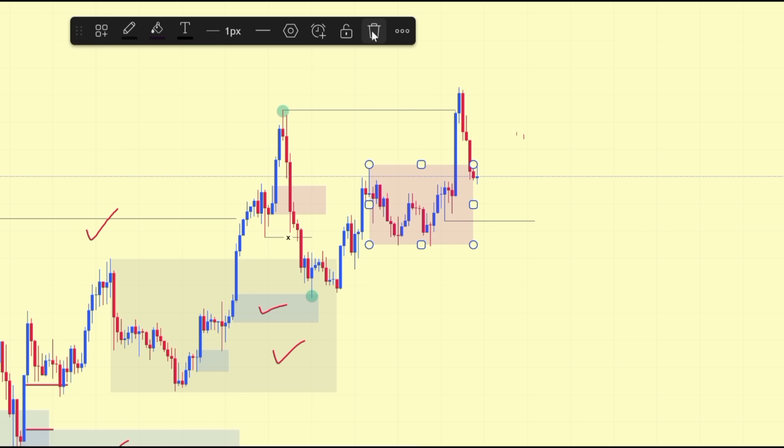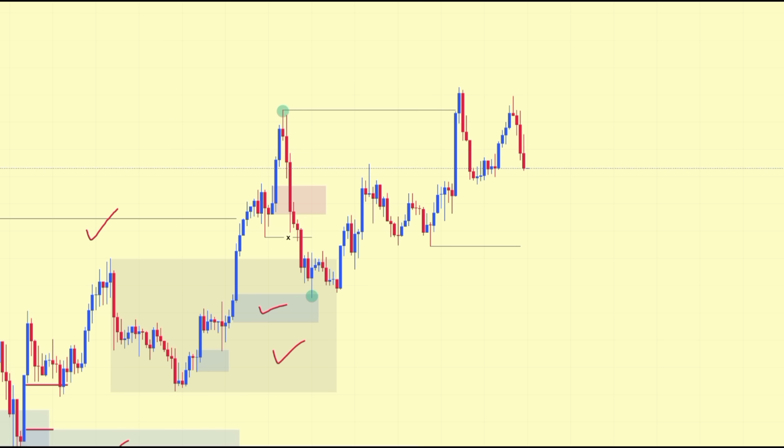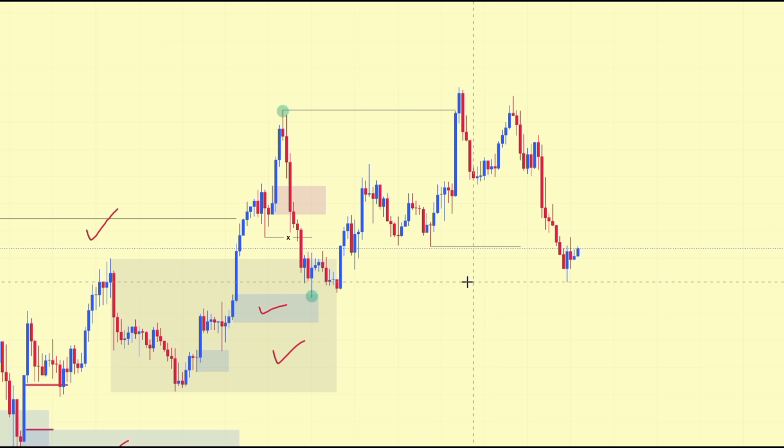So what does that mean? It was not a valid one. The correct one is actually this one here. Yeah. Okay, so let me continue running price, and you can clearly see price did that. Okay, so price has already taken out this low, and this here is a minor inducement actually.